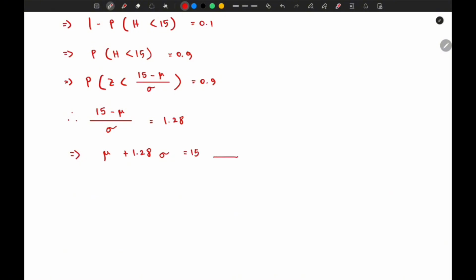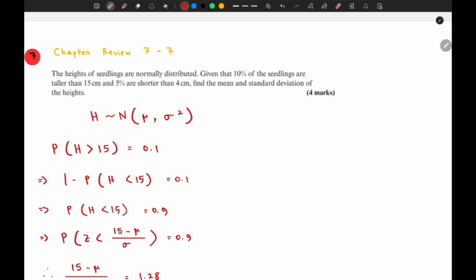So this is our first equation. Now, in order to get the second equation, we need to use this information, that 5% of the seedlings are shorter than 4 centimeters. So we know that the probability for h to be less than 4 centimeters is 5%. Basically, your percentage is your probability. So it's 0.05. Now, first of all, we need to convert this value of h into z.